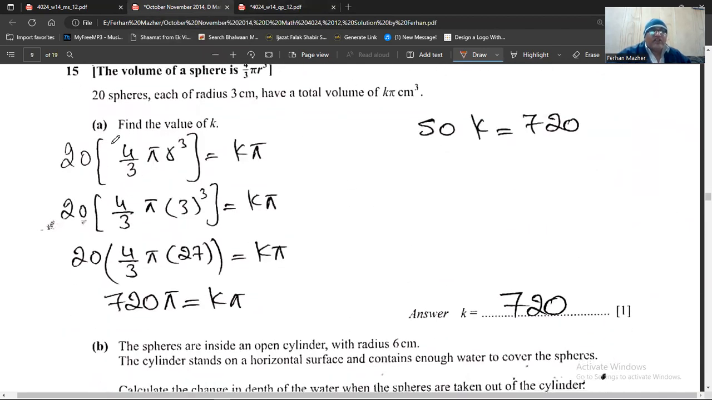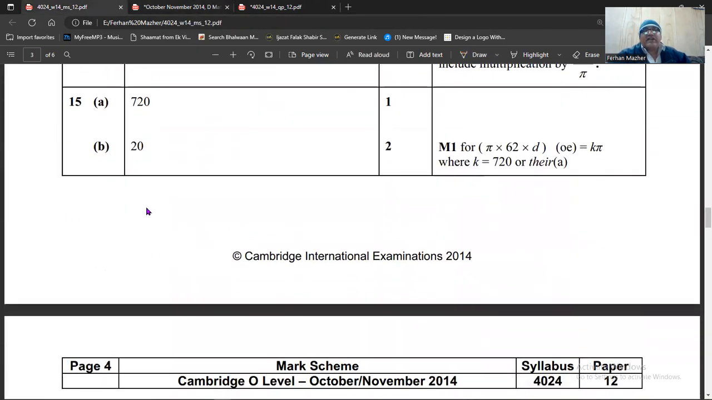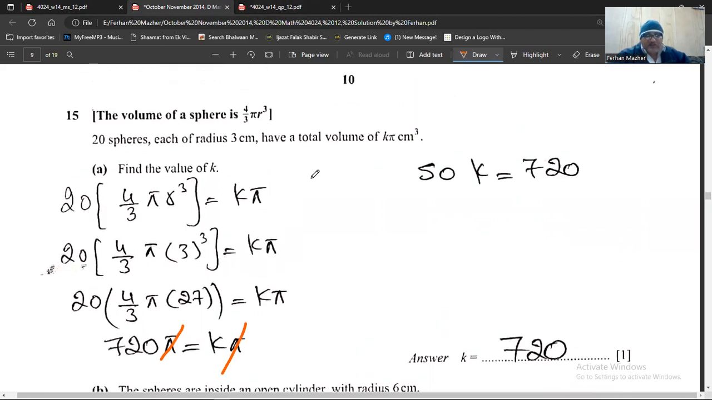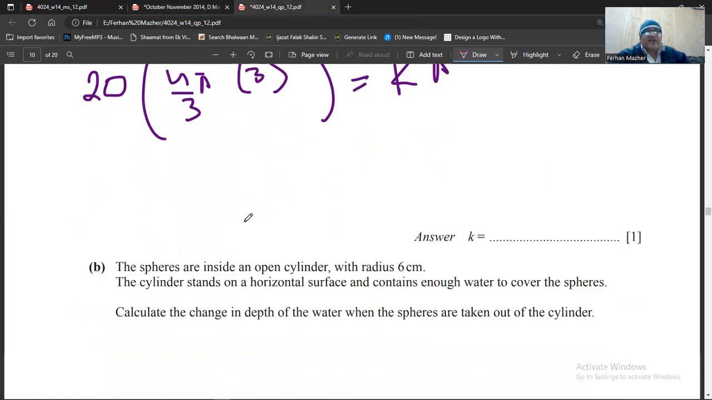So 20 into 4 by 3 πr cubed equals kπ, which is 20 into 4 by 3 π into 3 cubed, equals kπ. 20 into 4 by 3 π times 27 is kπ. So this will be 720π equals kπ, and π and π will be gone. So the k value will be 720. 720 is the right answer. This is the solution, how this is done. Hopefully you understand.